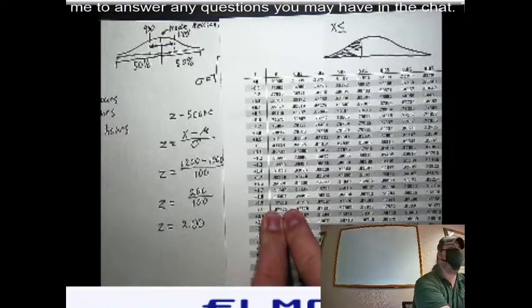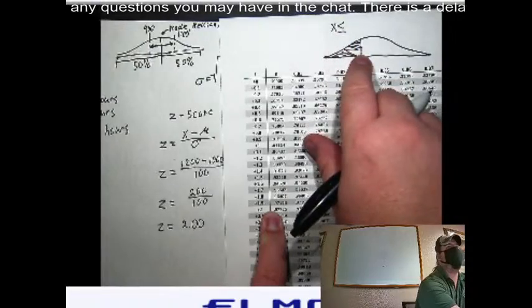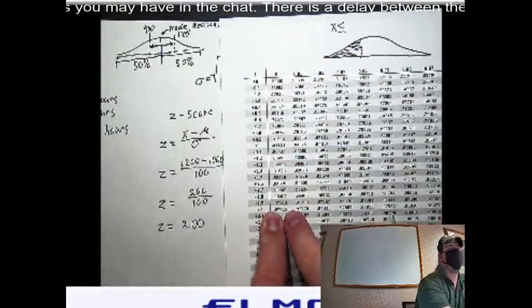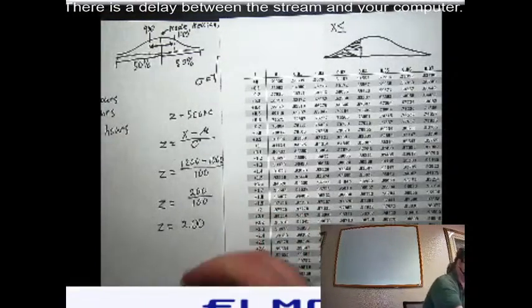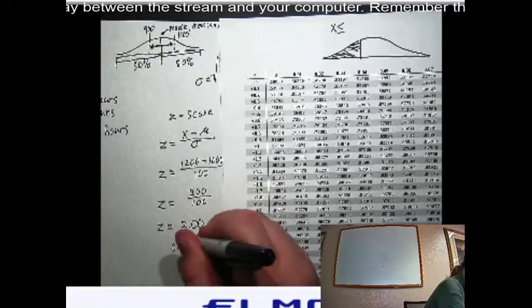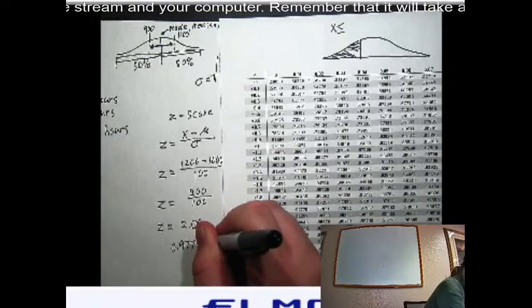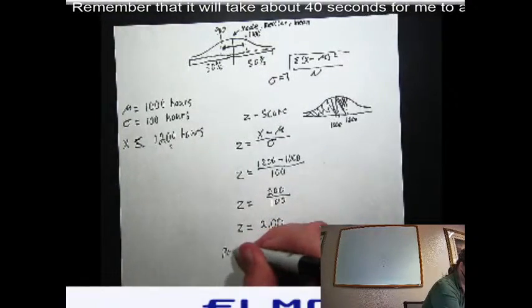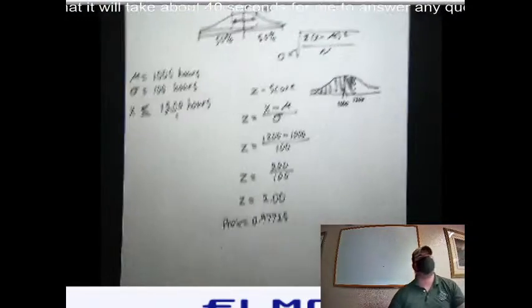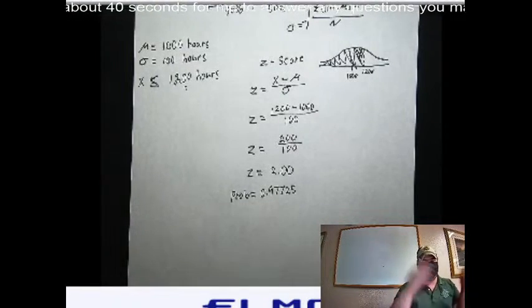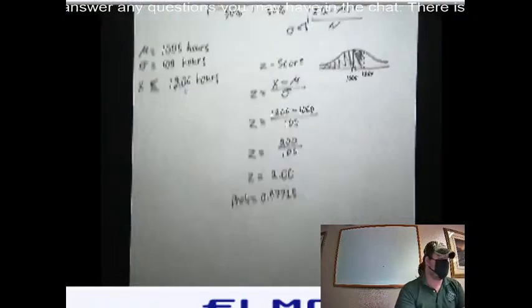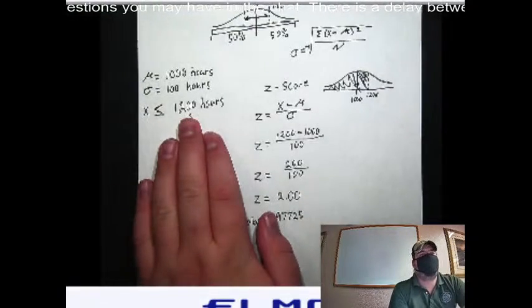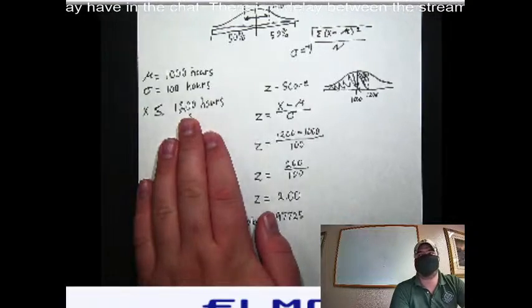This is the area behind, again, the area behind that point that we're looking at, right there. So what is this number? 0.97725. So this is the probability that if we selected a light bulb at random off the assembly line, that it would have a lifespan of 1,200 hours or less.